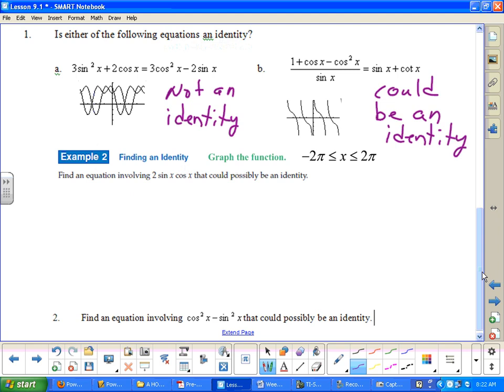Okay, so then we're going to look at the expression 2 sine of x cosine of x, and they want us to graph this function and see if we can find an identity for it, or what could be an identity for it. So take 2 sine of x cosine of x, put that in your y equals, and see if you can tell what would be an identity for that.